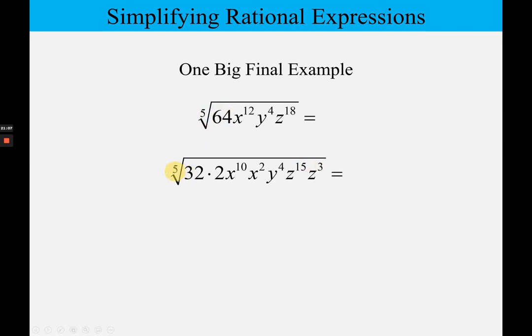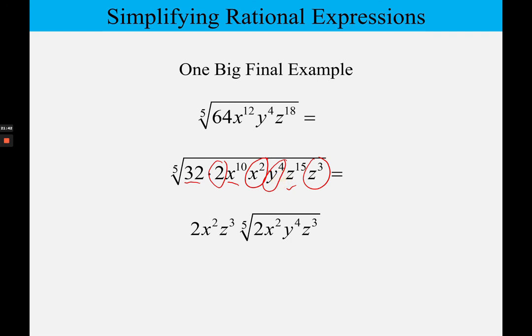So what happens here? 32 has a fifth root of 2. x to the 10 has a fifth root of x squared because 10 divided by 5 is 2. z to the 15 is actually z cubed, because 15 divided by 5 is 3. And these are the ones that are not simplified, and they are left inside the fifth root. The rest are simplified into 2x squared z cubed, by power over root. And that's it.